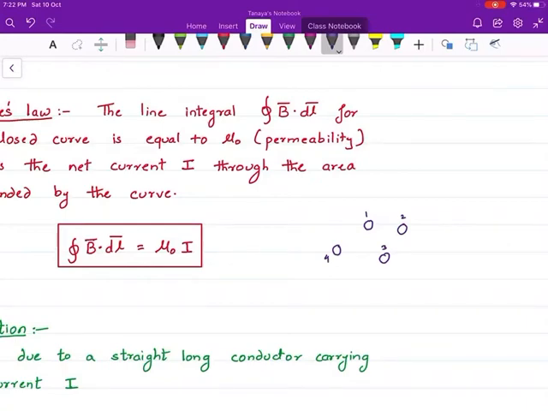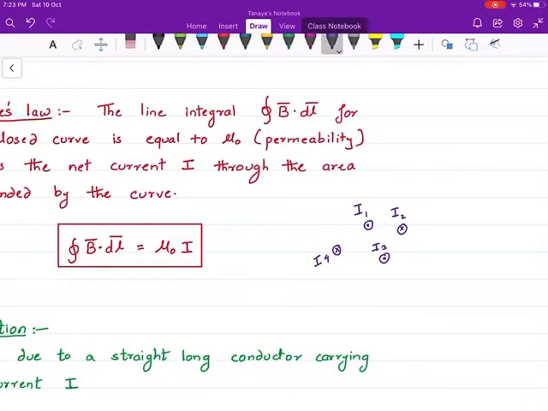Wire 1 is carrying a current which is coming out of the screen, so it is shown by a dot. Wire 2 is carrying a current which is going into the screen, so you know that is shown by a cross. Wire 3 is carrying a current which is coming outside, so it is shown by a dot. And wire 4 again is carrying a current which is going inside. Let me call these currents I1, I2, I3 and I4.